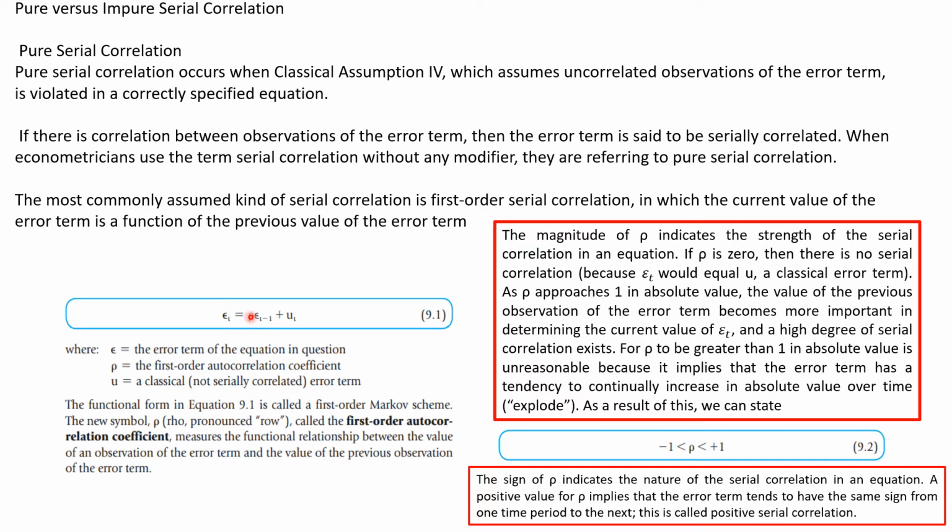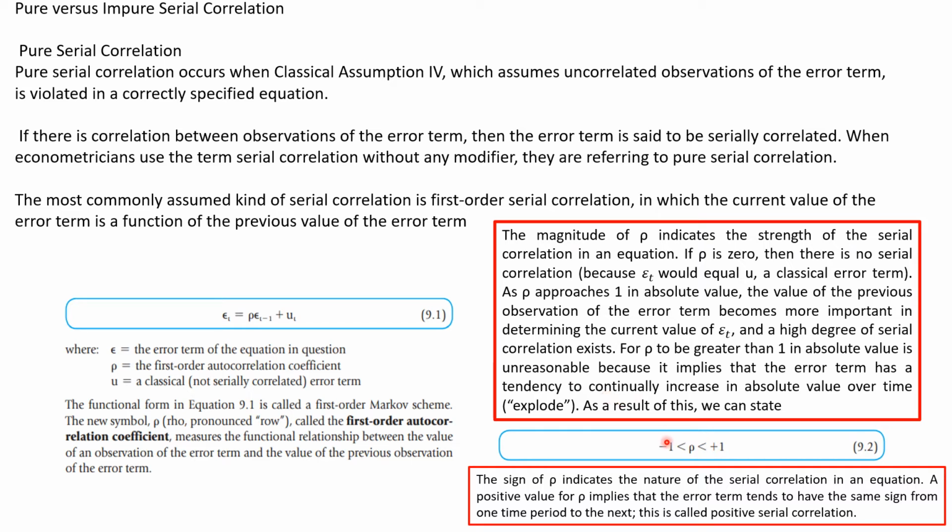Suppose rho is 0, then there is no serial correlation because eta t would be equal to u, a classical error term. As rho approaches 1 in absolute value, the value of the previous observation of the error term becomes more important in determining the current value of eta t, and a high degree of serial correlation exists. For rho to be greater than 1 in absolute value is unreasonable because it implies that the error term has a tendency to continually increase in absolute value over time.